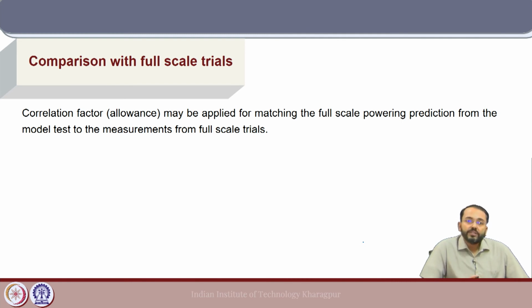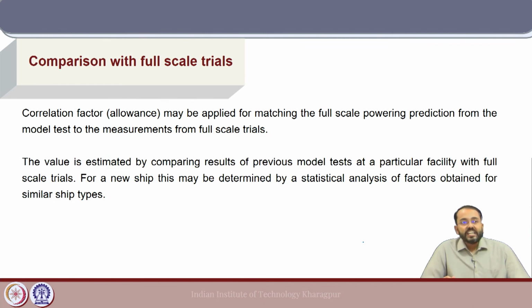Now, from the full scale trials, the value of the powering performance parameters of a ship can be correlated with the powering predictions that are done from a model test facility, and based on these comparisons of results for previous model tests, a correlation allowance is developed for different types of ships. Now, different model test basins have different types of facilities. For example, the length of the tank, the capacity of the tank in terms of the model size, the model speeds will be different from one towing tank to another.